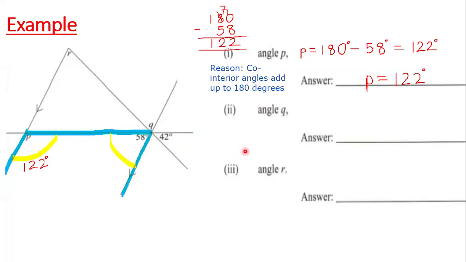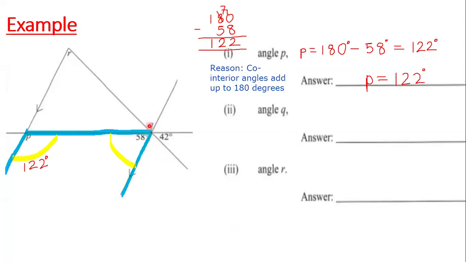Okay, good. All right, now we already know what P is. Can anyone tell me what Q is? How are we going to get Q? I think you add 58 and 42, then take it away from 180 degrees. That's what you think? Why would we do that? Because angles on a straight line add up to 180 degrees.